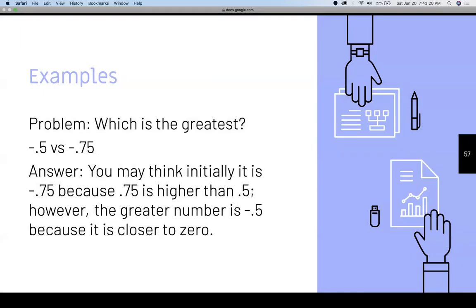So example, which is greatest? Negative 0.5 versus negative 0.75. Answer. You may think initially it's negative 0.75 because 0.75 is greater than 0.5. However, the greater number is negative 0.5 because it is closer to 0.